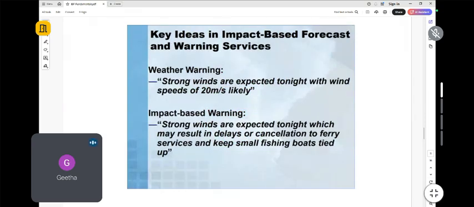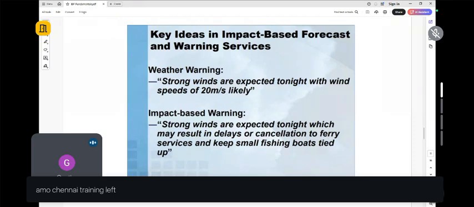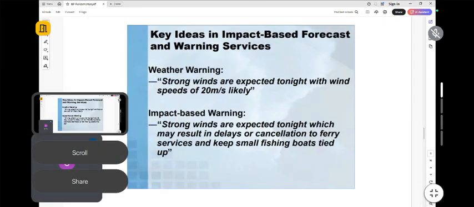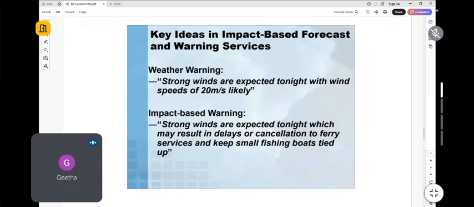So supposing we are giving a forecast that strong winds are expected tonight, with wind speed 20 meters per second likely. We give it in knots, but this is just an example. If we transform it into an impact-based warning, it should read something like this. Strong winds are expected tonight, which may result in delays or cancellation to ferry services. Keep small fishing boats tied properly. Something like that we should write.